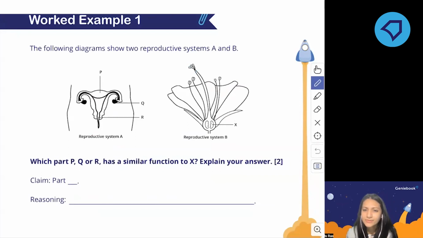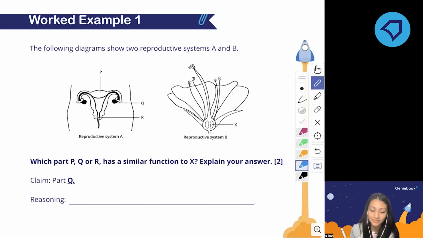Let me look at the answer first. A lot of you say Q, one R, the rest Q. So let's review. Yes, it is Q. Why is Q similar to X? What is X pointing to?